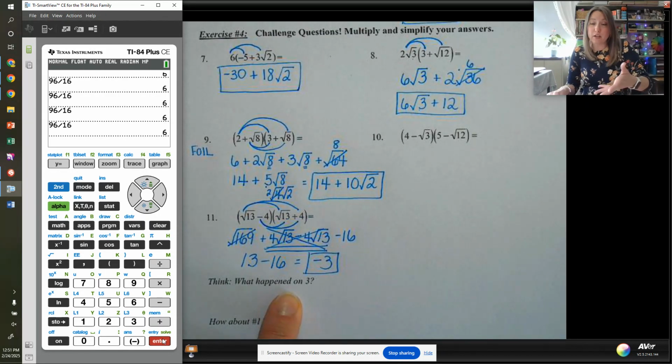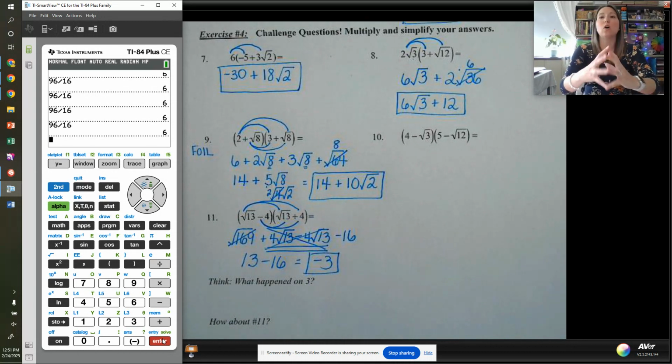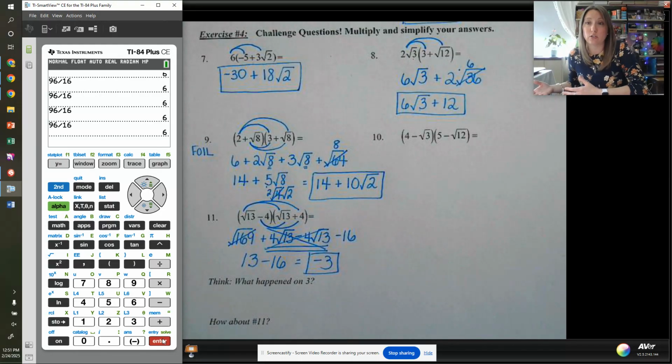So, like what happened on number 3, you got a number under the radical that was a perfect square and you took its square root. What happened on number 11, you got 2 integer answers that subtracted, they combined. And so when you actually can take the square root of a perfect square that's under the radical, you have to do it. When you can actually add and subtract integers that are together, you have to do it. Okay?